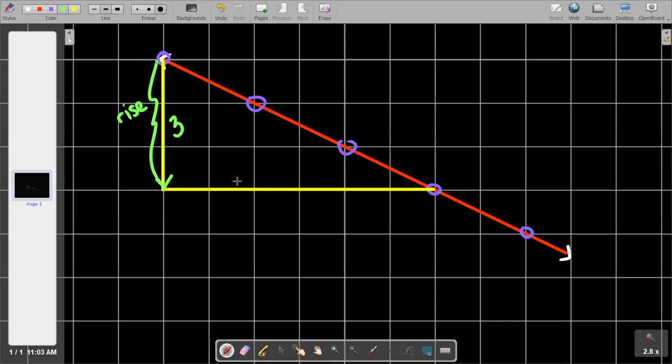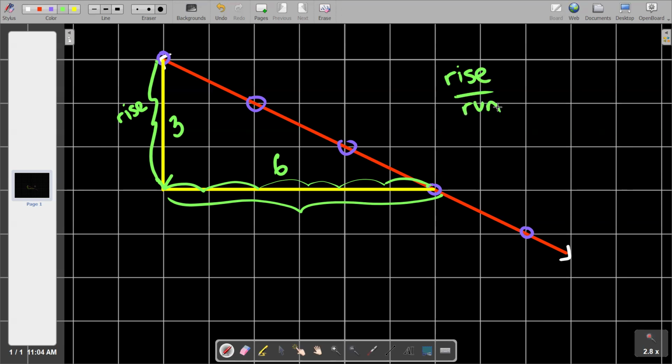How long is my run going across? I believe it is 6. Yes. If you count out the jumps that it takes to get from here to here, it's 1, 2, 3, 4, 5, 6. So we say that the run is equal to 6. And then all you have to simply do is make sure that your fraction is in the delta y over delta x. In other words, rise over run. Always make sure your y's go over your x's. So the rise is 3. The run is 6. And reduce that down, what do we get?